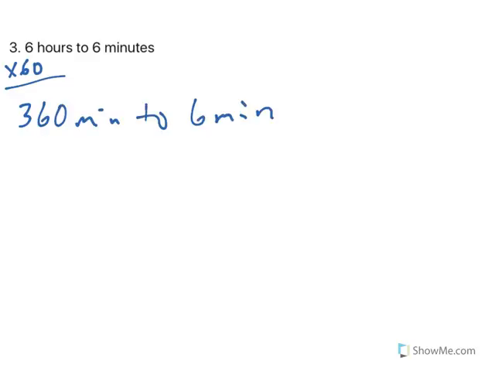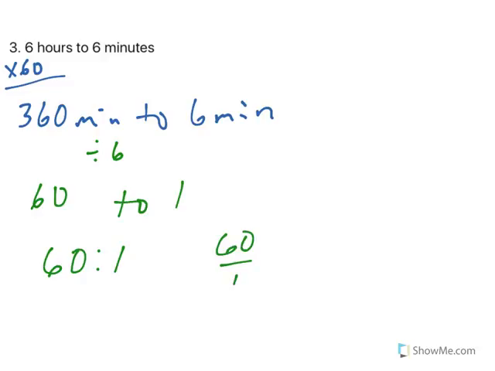6 hours to 6 minutes. Well, let's think about it. There are 60 minutes in an hour, so this is really 360 minutes to 6 minutes. So these are both reducible by 6, and I end up with 60 to 1. So 60 to 1, 60 to 1, and the last one is a decimal, so just 60.